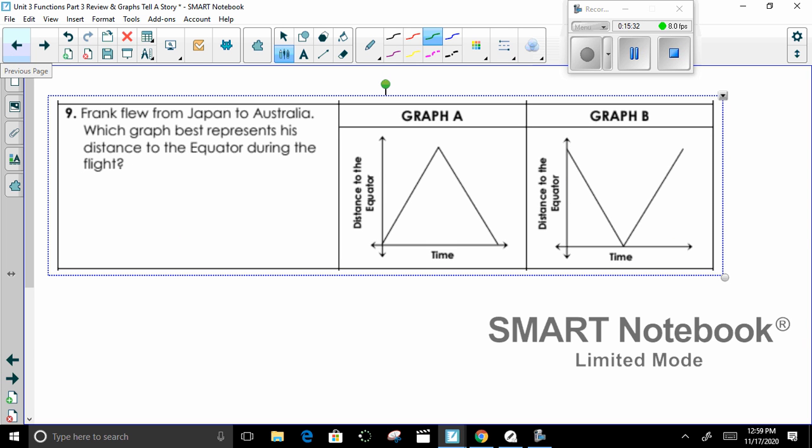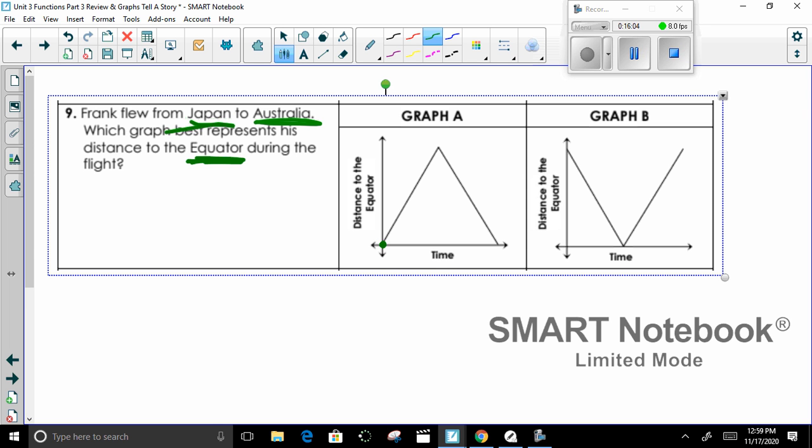Frank flew from Japan to Australia. Which graph best represents his distance to the equator during the flight? Well, you do have to know a little bit about Japan and Australia. So if we're talking about the equator, is Japan or Australia closer to the equator? Well, hopefully you know Australia is closer to the equator. So Japan is further away from the equator. So he is flying from Japan. He starts at Japan. So if he starts at Japan, Japan's distance is not close to the equator.